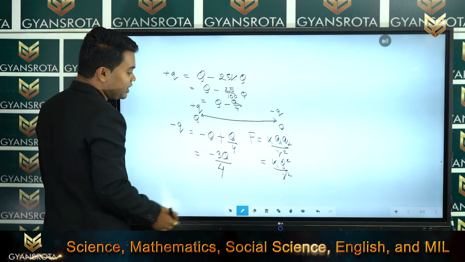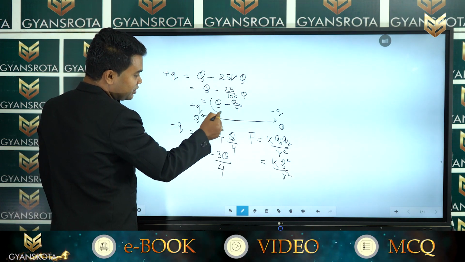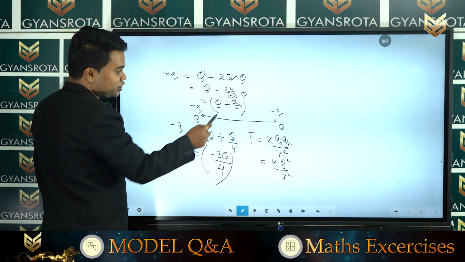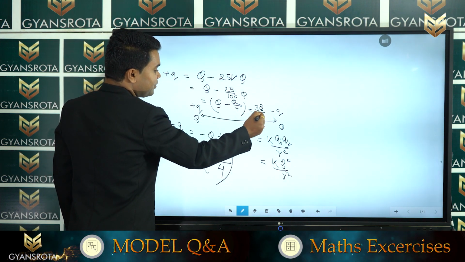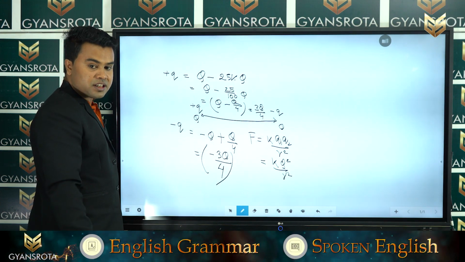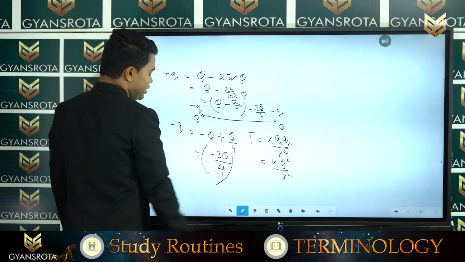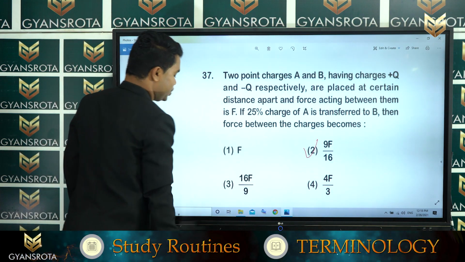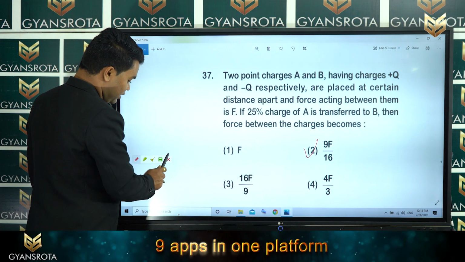But after the transfer, the force will change. Your q1 will become this much, and q2 will become this much. So this one will be 3q by 4, and this one will also be 3q by 4. So put q1 and q2 in this formula and you will see that your answer comes out to be 9F by 16. So 9F by 16, that is option number 2. Please try to see this answer by yourself by doing it and finding the formula.